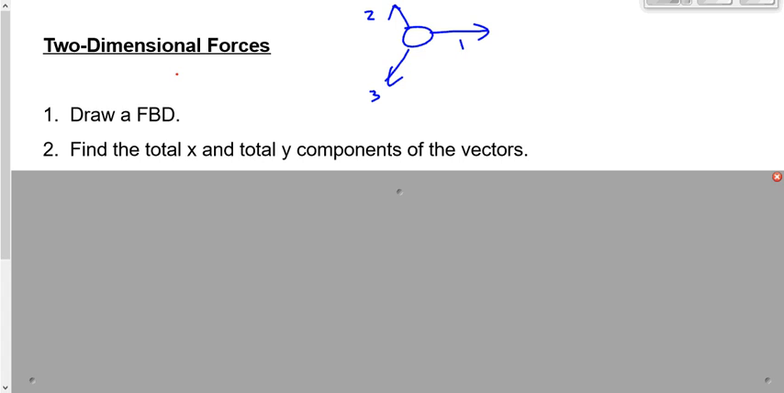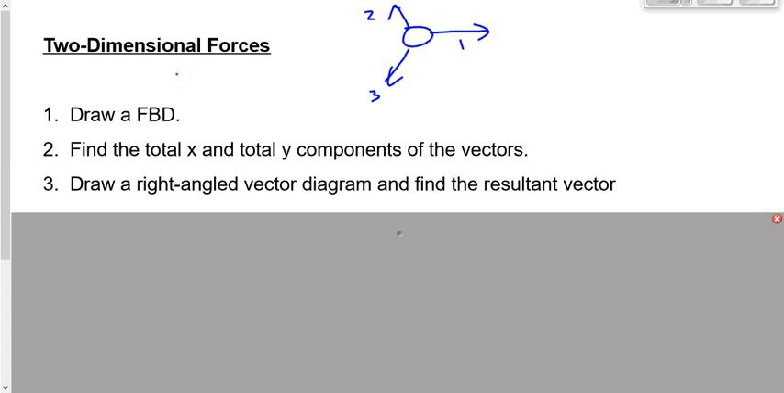The x component of vector 1 plus the x component of vector 2 plus the x component of vector 3. The total x component. The y component of vector 1, the y component of vector 2, the y component of vector 3. Add them up, get the total y component. So get the total x and the total y components of all the vectors. And then you're going to draw a right angle vector diagram and find the resultant vector. So once you get all the x's, all the y's, redraw it as a right angle triangle, just like we did when we were adding displacement vectors in our last unit. The only difference is it's going to say newtons on the end of these instead of meters on the end of them.